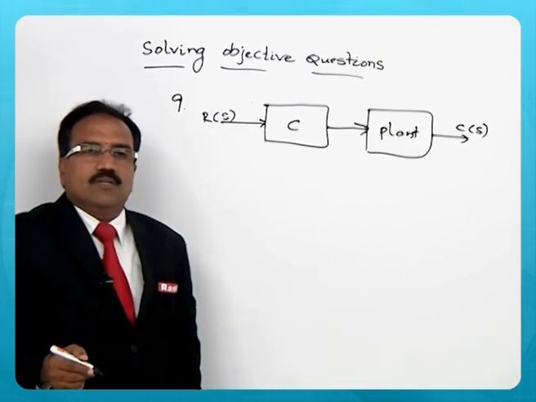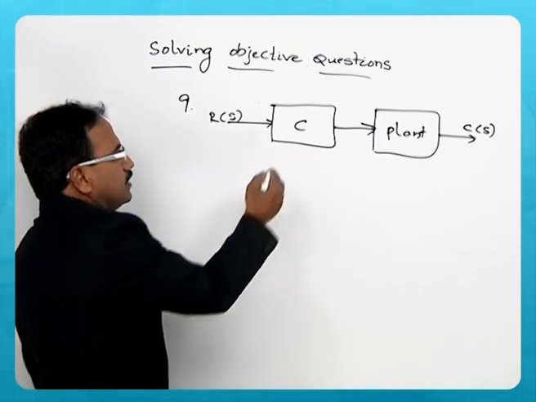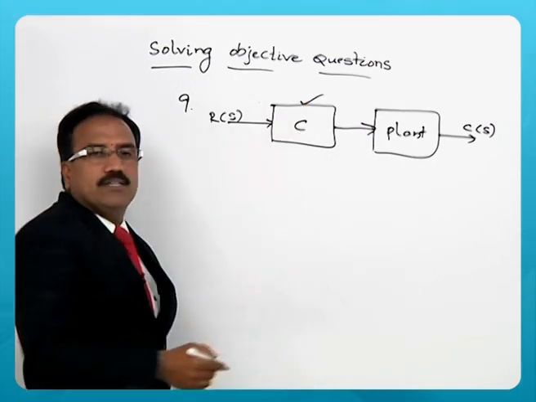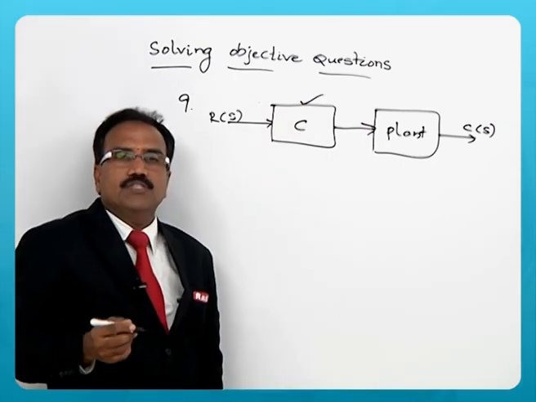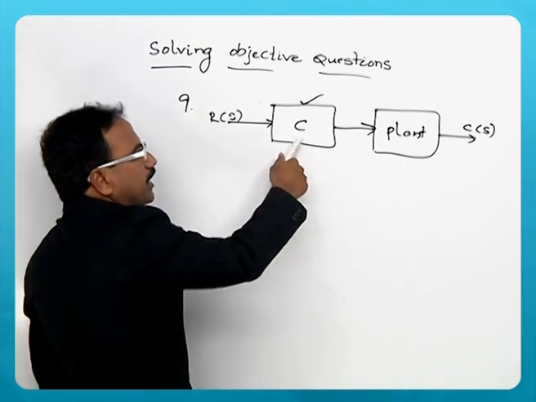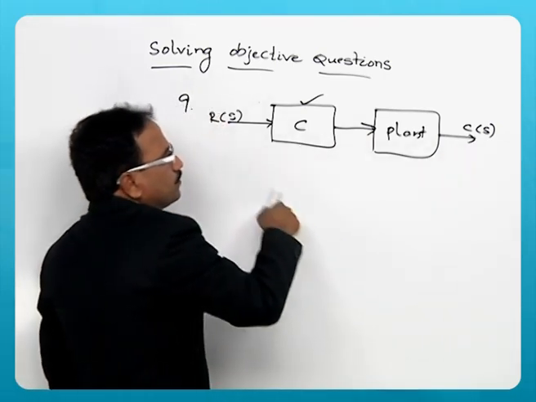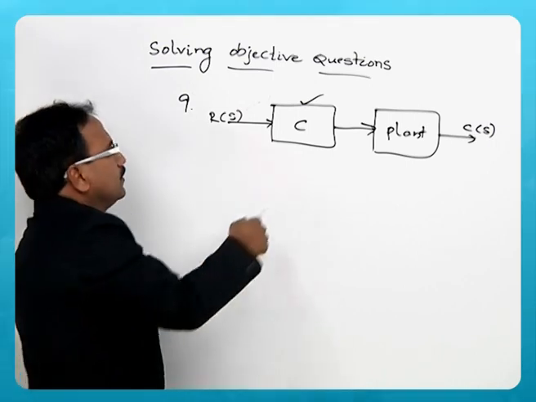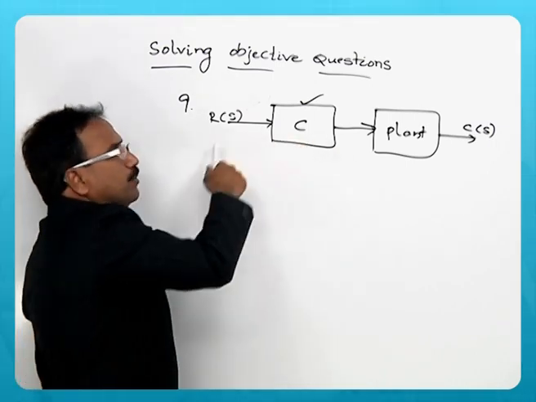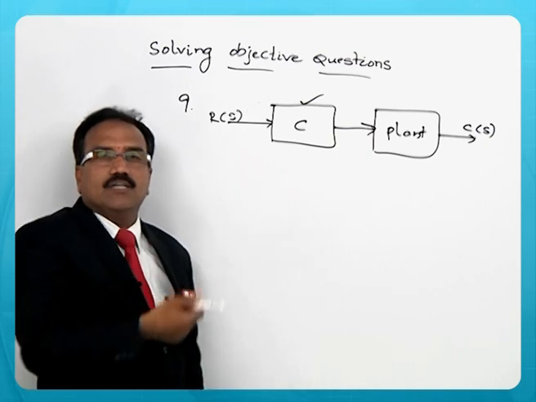So you can see there is a controller, this C referred to as controller here. The action of this controller does not depend on the output. So there is no feedback here. The action of this controller depends only on the input but not on the output.